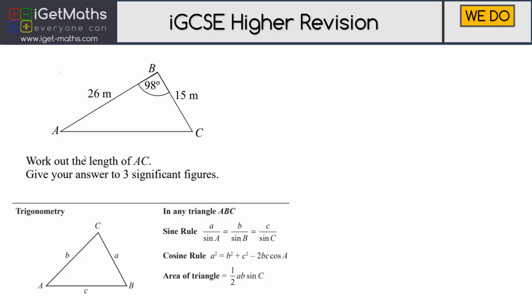Work out the length of AC. Give your answer to 3 significant figures. So remember, you'll have your formula sheet at the front of the exam. What we want to try to use here is the cosine rule, and we know that because you're going to have this side, and we need to find AC, which is this side. So we've got 3 sides involved and the angle.